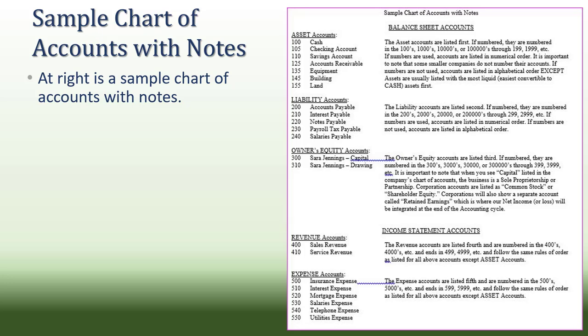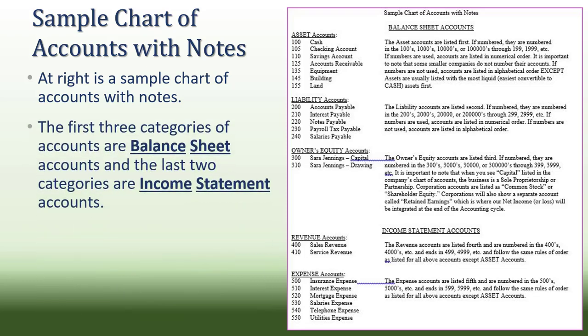As you can see here at right is a sample chart of accounts with notes. The first three categories of accounts are balance sheet accounts, and the last two categories are income statement accounts. When taken together, these two statements give you an overall picture of your organization's financial health, and if you are an accountant or bookkeeper, you need to understand this so that when you're entering items into your accounting software, you'll understand where everything needs to go so that everything is accounted for properly.